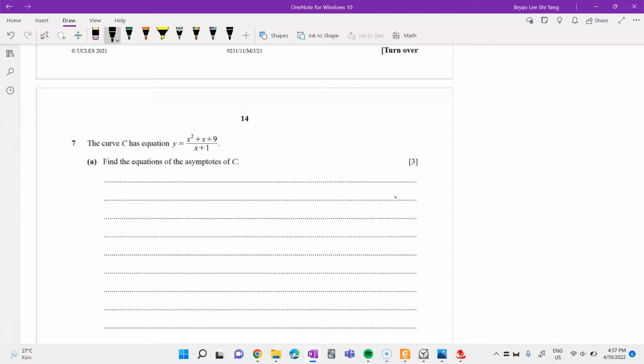Find the equations of the asymptotes of C. Now, I can simplify this question a bit. Oh, I also have one question above. Anyways, y equals, I could take x plus 1 out, so x plus 1 times x plus 9 over x plus 1, which is basically equal to x plus 9 over x plus 1, correct?